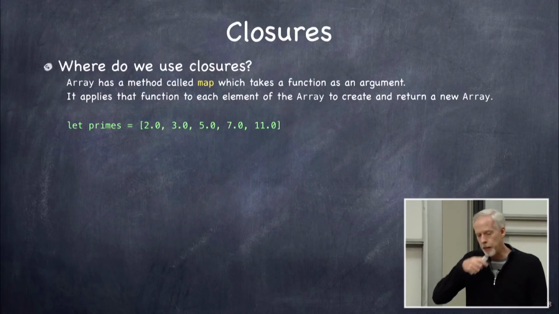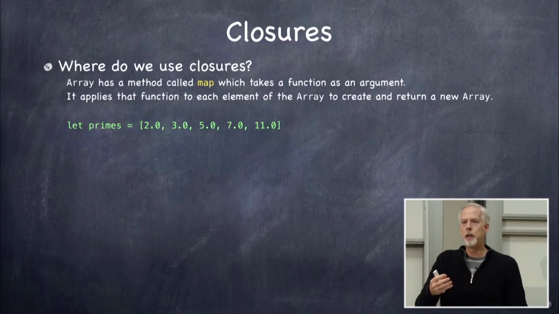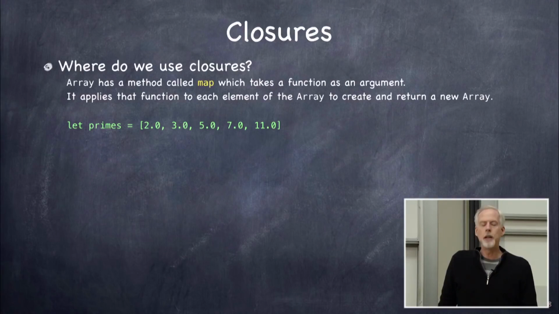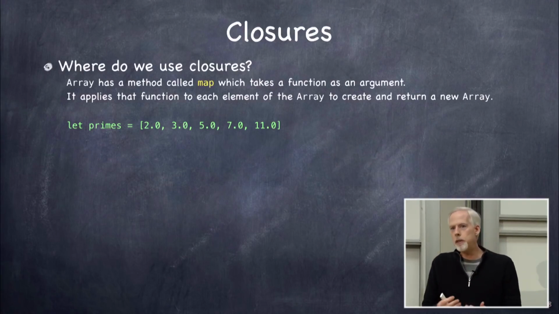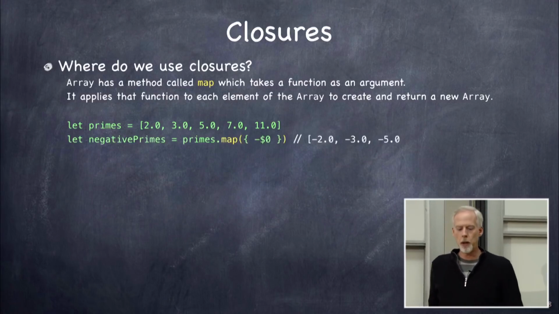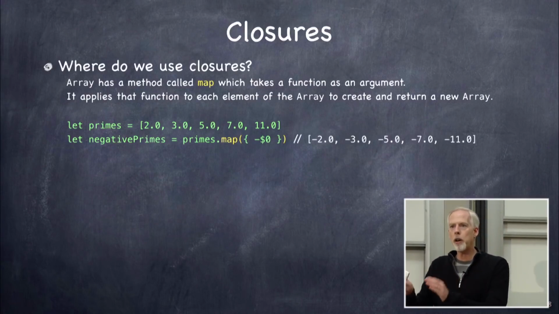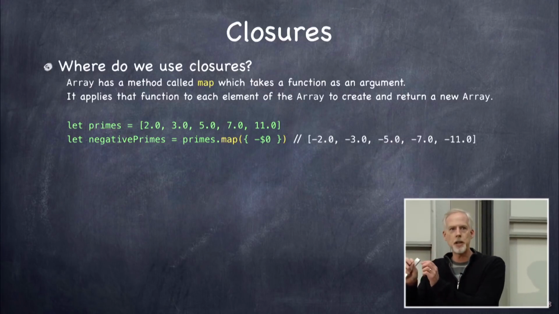So how does that work? Here I have an array of floating point numbers. They happen to be the first 5 prime numbers, right? 2, 3, 5, 7, 11 here. And what if I wanted to have an array of all -2, -3? Well, I would just say negative primes equals prime.map. The only argument is a function that does change sign, right?